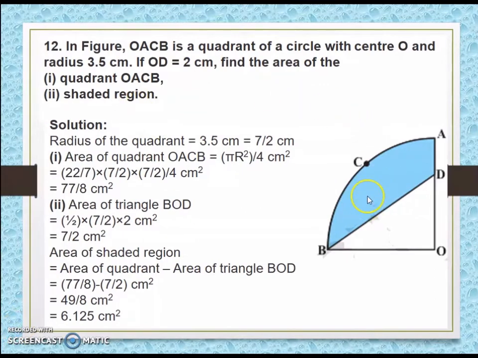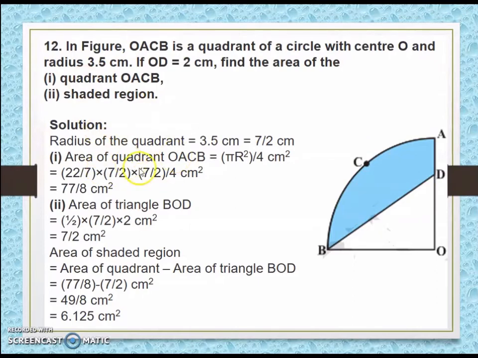Now here the quadrant of a circle is given to you with center O and radius 3.5 centimeter. This OD is given as 2 centimeter. You have to find the area of the entire quadrant and the area of the shaded region. So for the entire quadrant, it will be pi r square by 4. Radius is already given to you as 3.5.